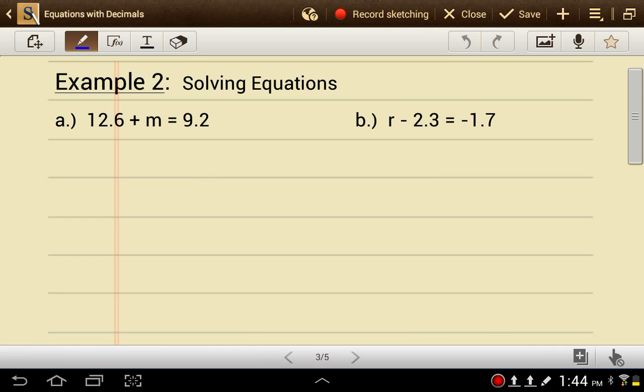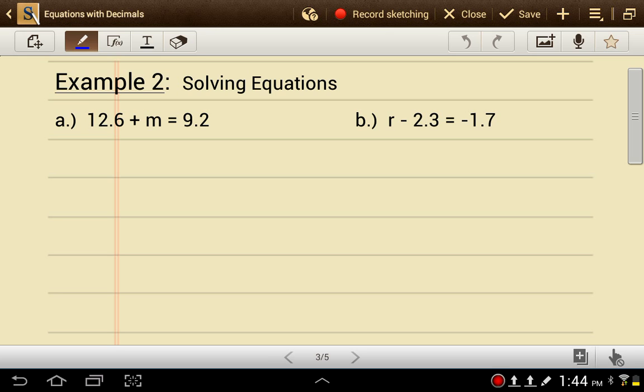Now we're going to start solving equations. So when you solve equations, remember, you have to do the same thing to both sides. You always want to work with the side that the variable is on. So that's the side that we're starting with. That's the side we're working with. When we're adding or subtracting, you must do the same thing to both sides. And so in the first example, I have 12.6 plus m equals 9.2.